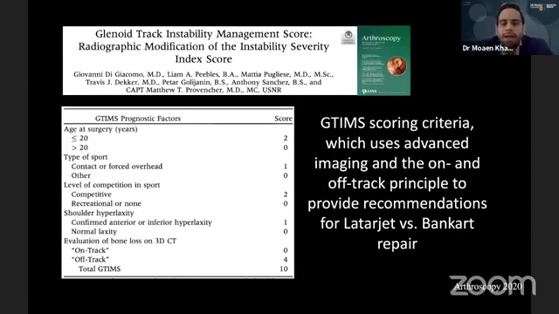And the glenoid track has also been incorporated into the ISI score. So this is a new paper that was published in 2020 that looked at the instability severity index score, and they modified it with the glenoid track. And this can also help you with determining whether a patient should have a Latarjet procedure versus Bankart repair.